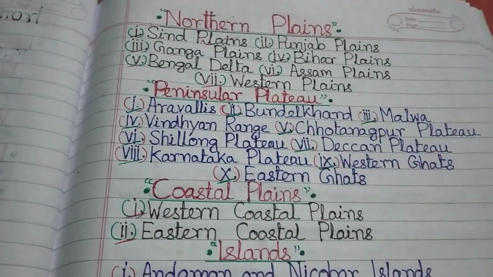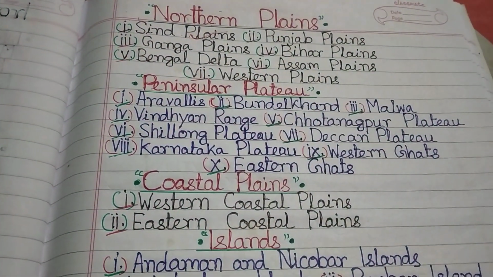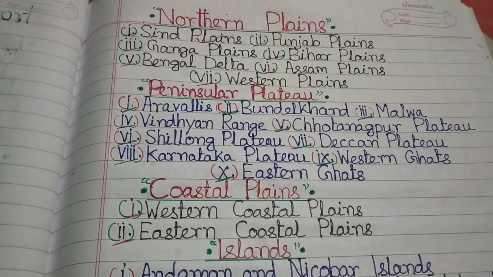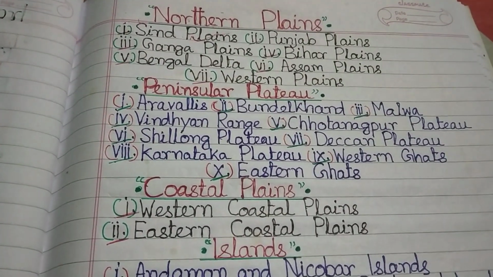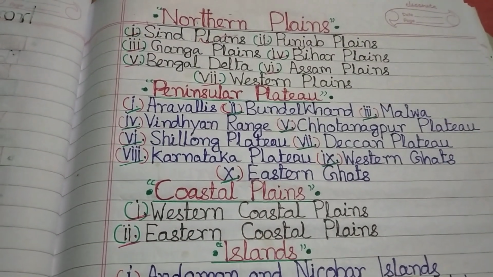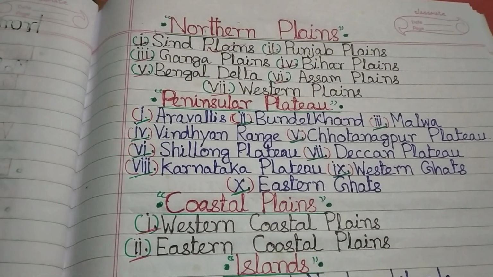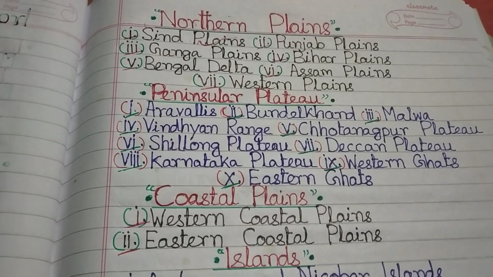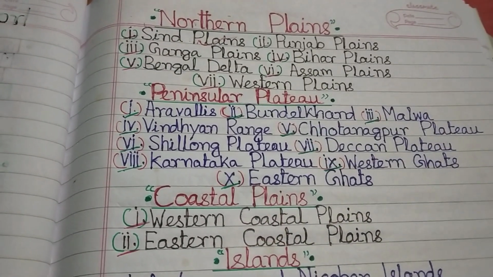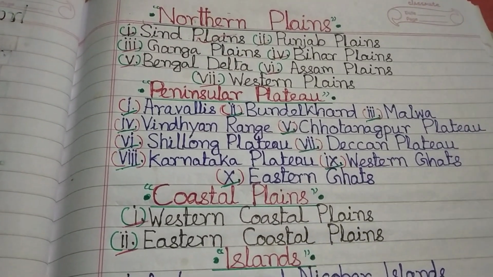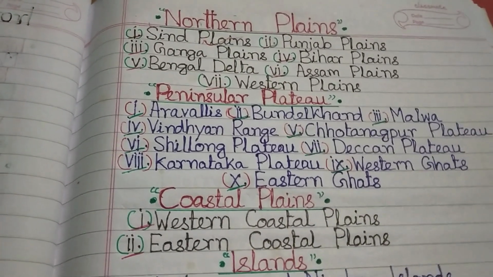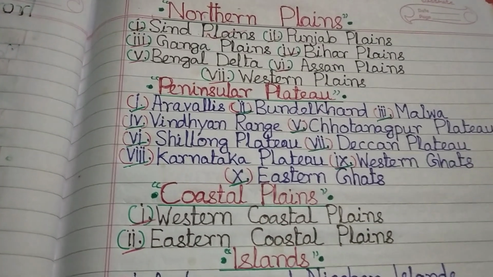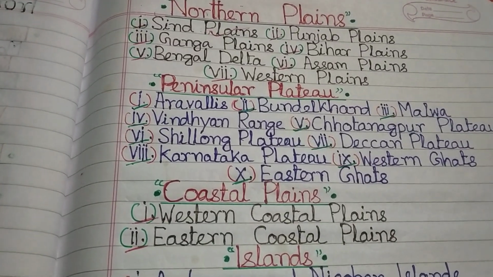The Sindh plains, Punjab plains, Ganga plains, Bihar plains, Bengal delta, Assam plains, and western plains: the northern plains of Indian physical geography are divided into 7 parts. The first division is the Sindh plains. These plains lie to the west of the Indus and are mainly formed of Bhangar.